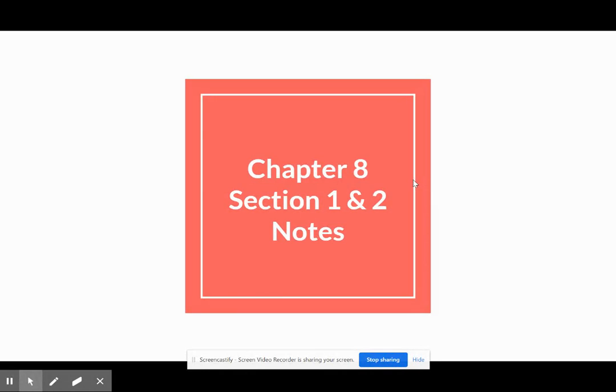It's important that you save them to your Google Drive so you can keep those notes with you for your test on Thursday. So let's go ahead and get started.